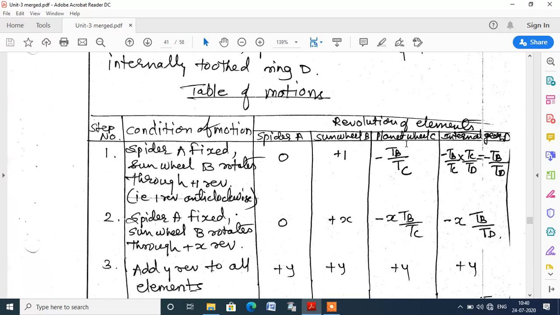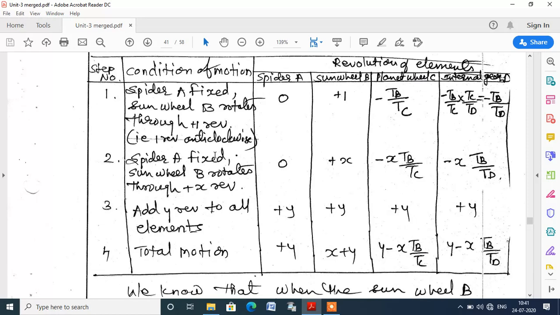Now revolution of C is TB by TC, but it is minus. It is positive anti-clockwise, then it is negative. So minus TB by TC. Now it is meshing with TD. So minus TB by TC into TC by TD. TC gets cancelled. You will get minus TB by TD. This is a very important step. The first row step is very important. If these elements are correct, you will get the other rows also correct.